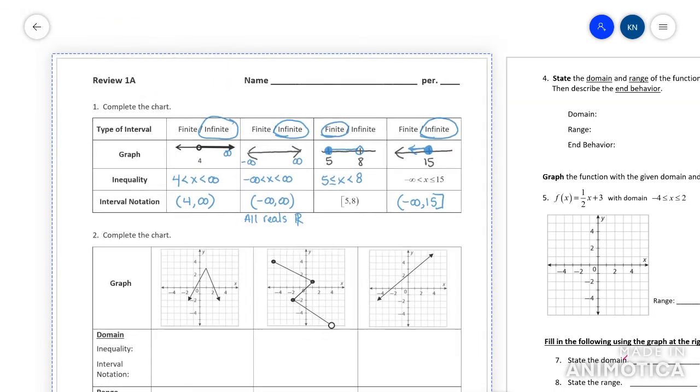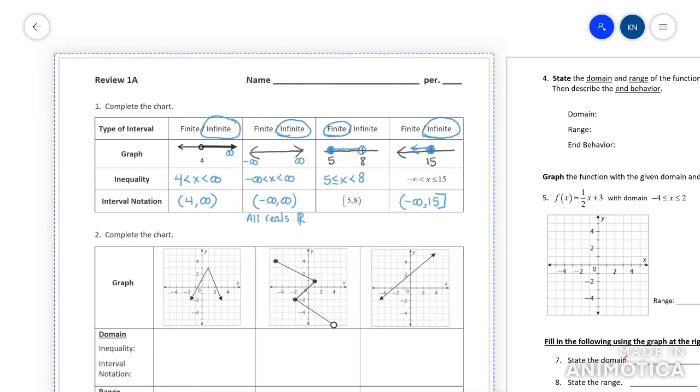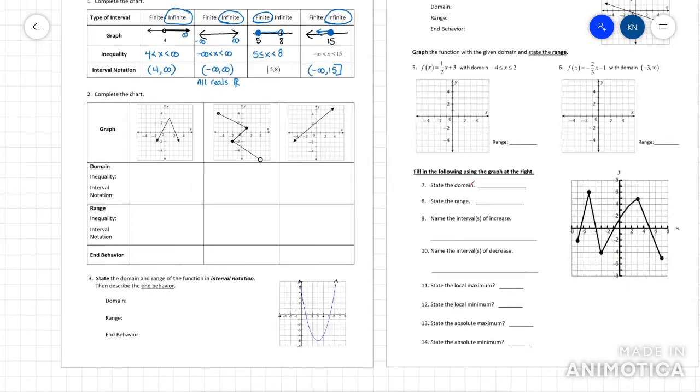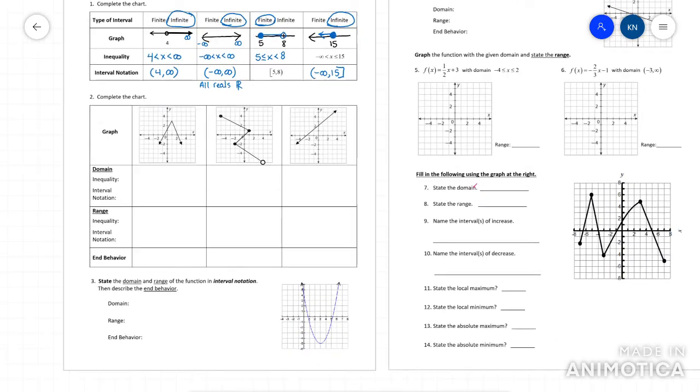Complete the chart. Okay, this first one, the domain as an inequality, well, it's going left forever and right forever. So from negative infinity to positive infinity on the domain. So that's all real numbers. As an inequality, that's negative infinity is less than x, which is less than positive infinity. As an interval notation, it's parentheses on both.